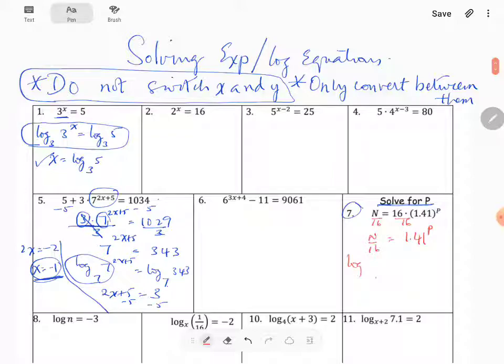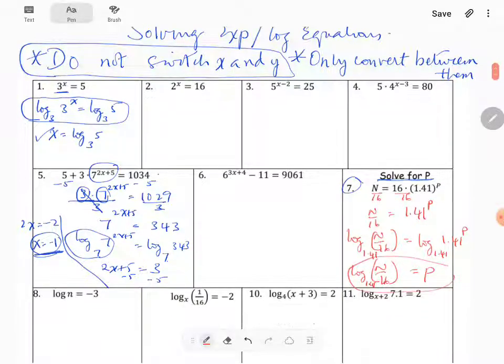Now we are applying log on both sides. And what is the base? 1.41. That's right. So log 1.41 to the power of p base 1.41. Since both bases are same, p will come down, and this is log n over 16 base 1.41. Okay, that's the idea. All right, this is the solving.